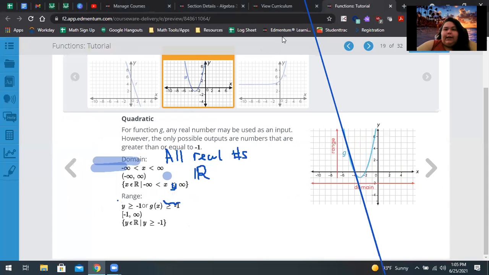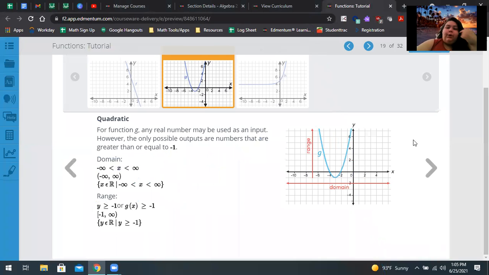Let's take a look at the quadratic here. The quadratic is a little bit different in terms of domain and range. Its domain and range is going to vary depending on the function you have. It's best when we have a picture, because like I said, pictures are a lot nicer. I like pictures.